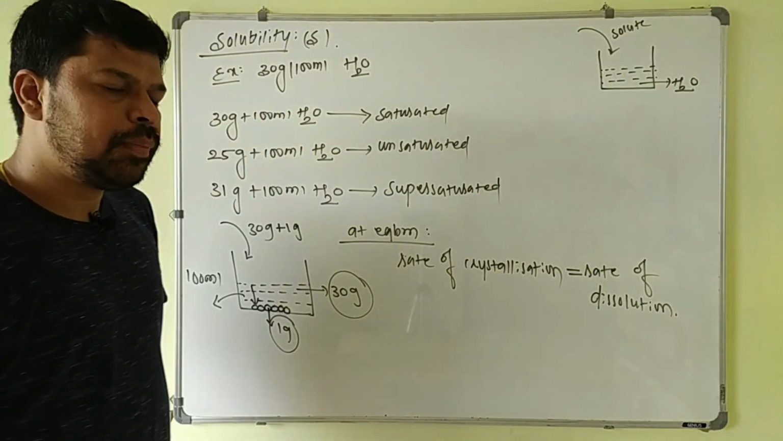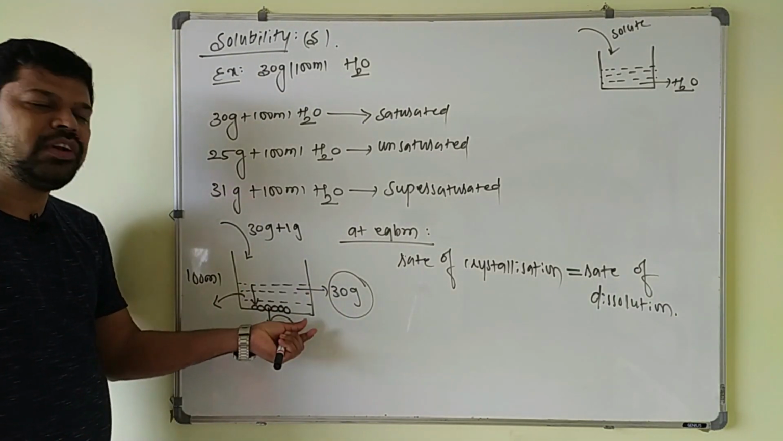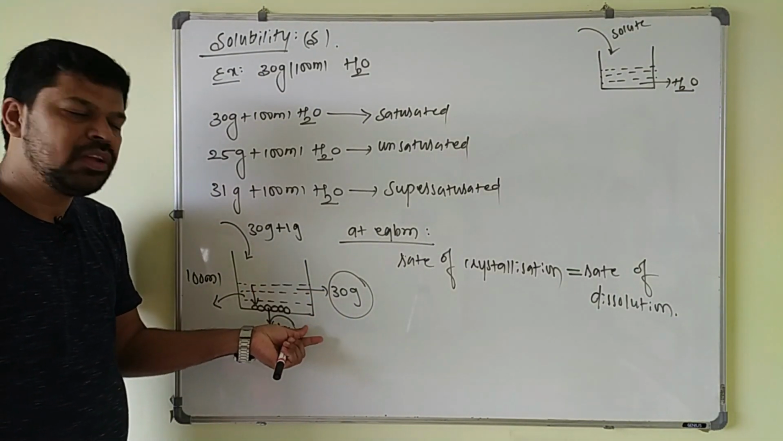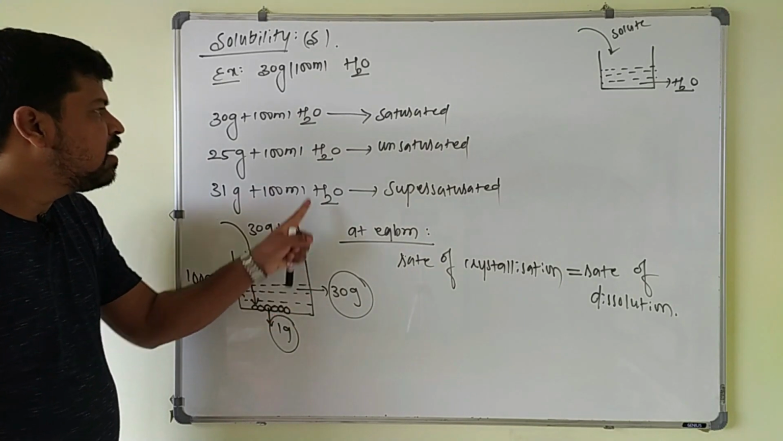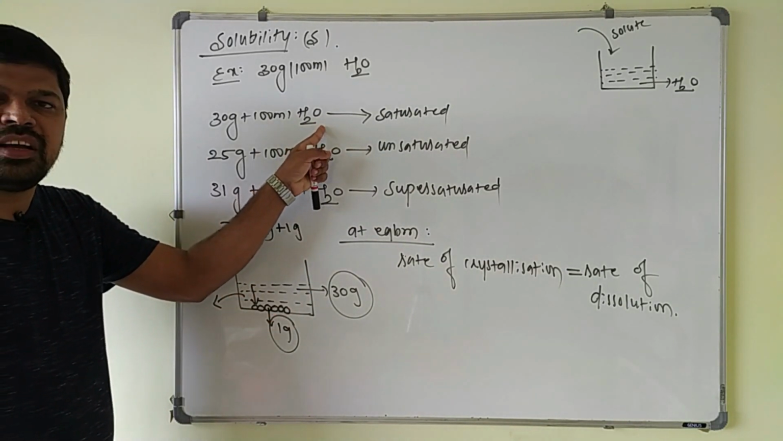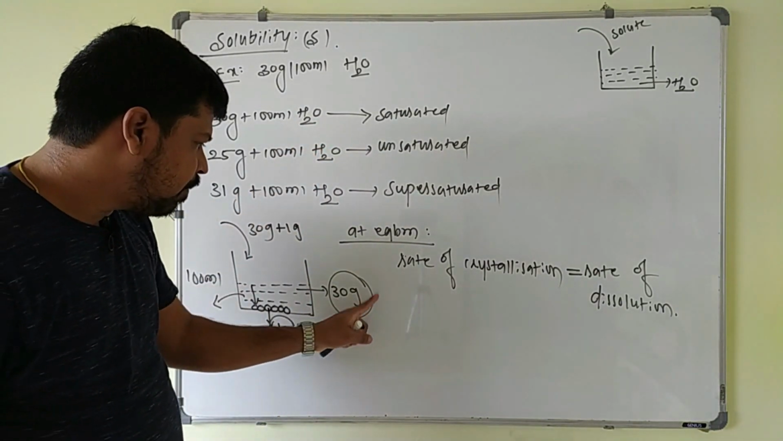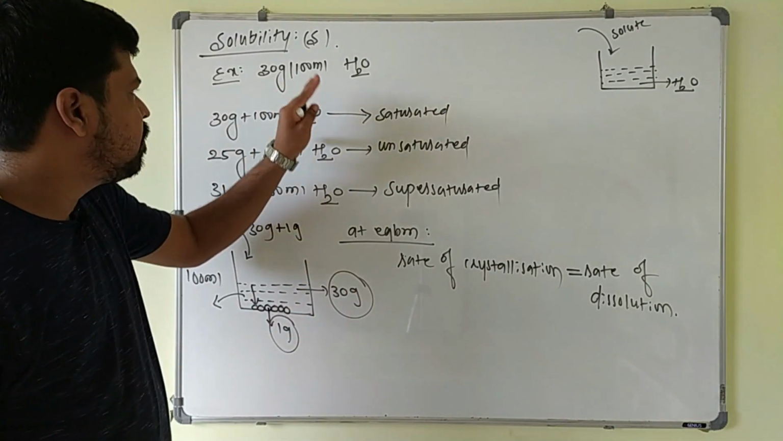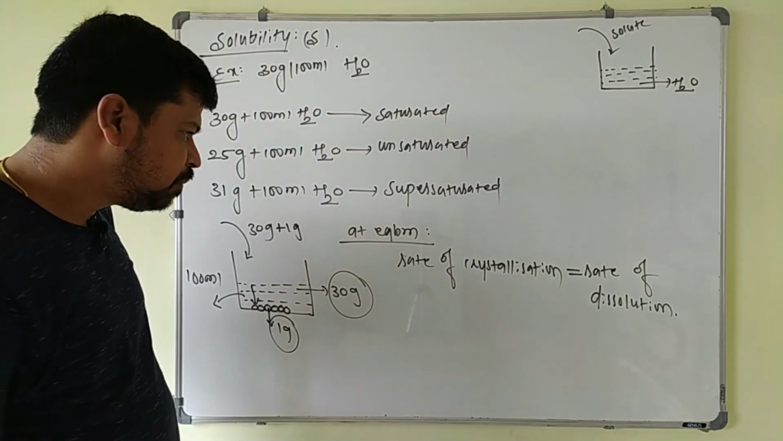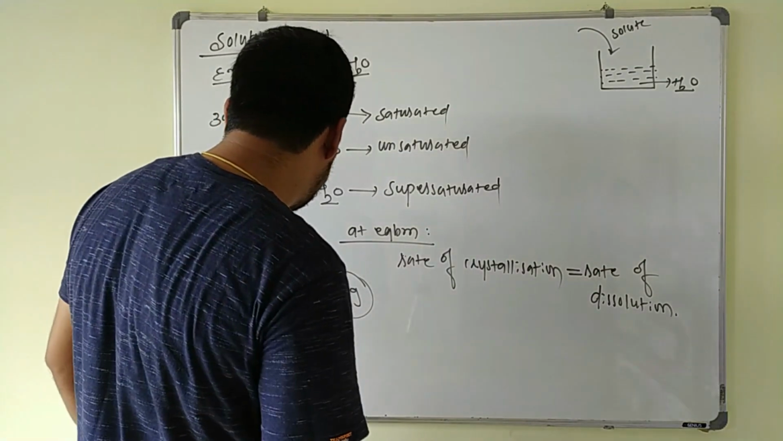So at this stage what happens? A constant amount of the solute is maintained in the solution. So such type of solution is called as what? Saturated solution. Here in this one, 30 gram is constantly maintained. For example, I have taken this one here. Okay, so in this one what we can write here?